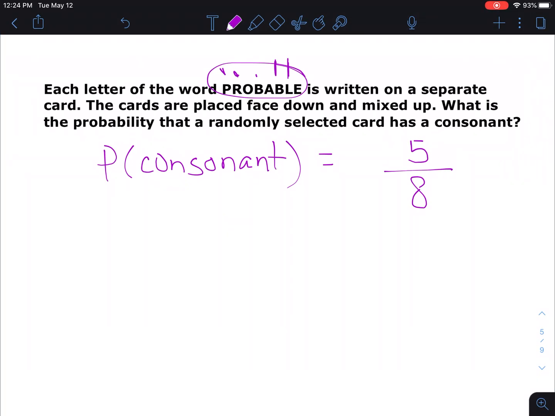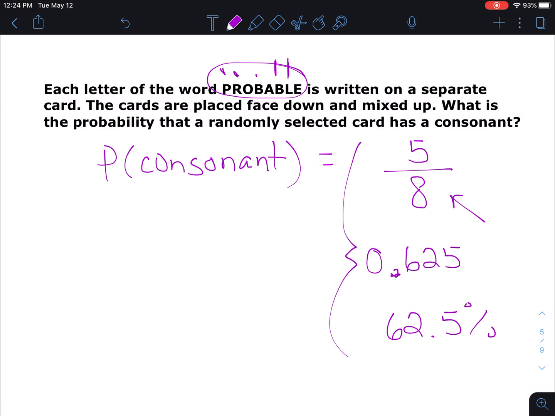So I can either write this as my answer and leave it because it's reduced. I could write 0.625 or 0.63 if you'd like. Or you could write this as a percent by moving it 2 places to the right. So any of these 3 are okay when you're doing probability. If you decide to use the fraction, it has to be reduced though. So that's kind of the one catch, okay?